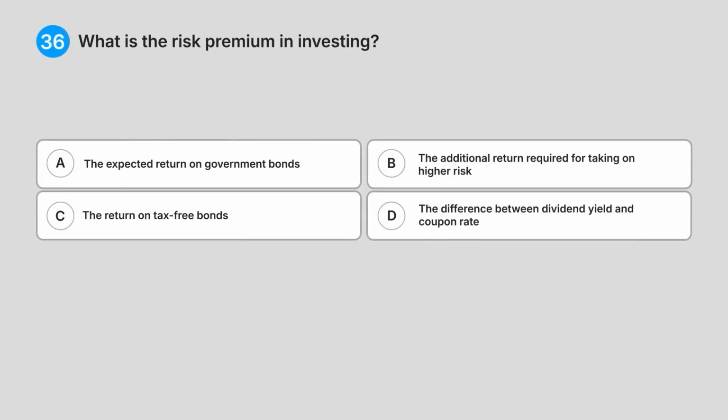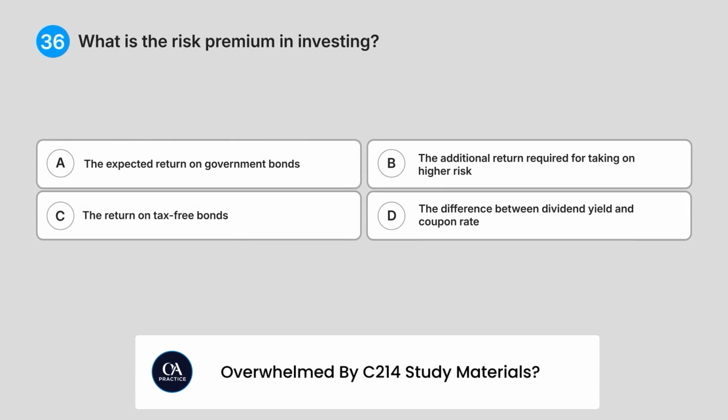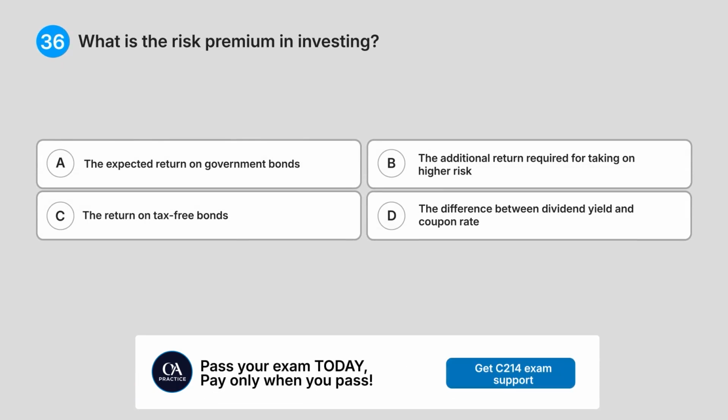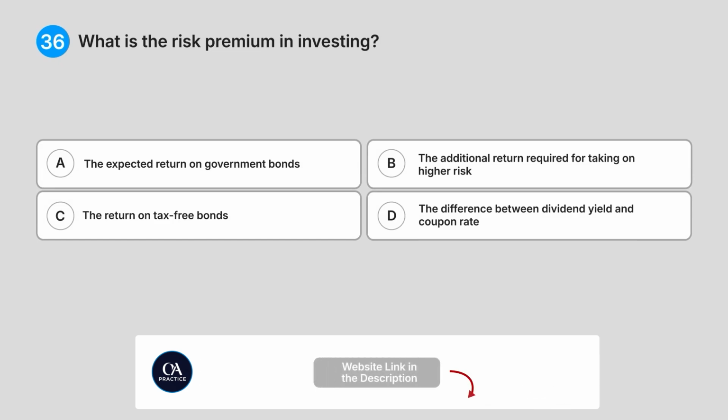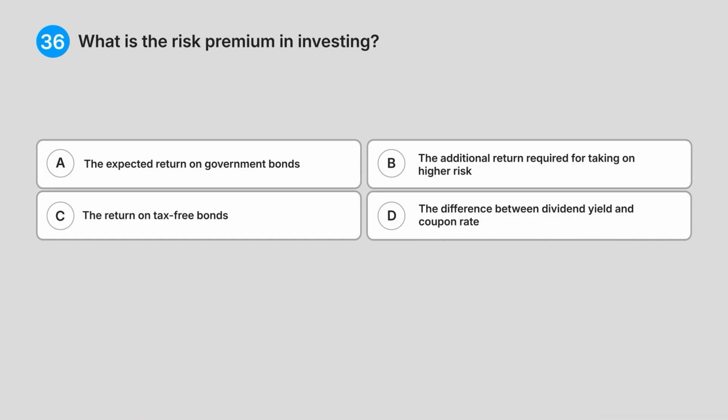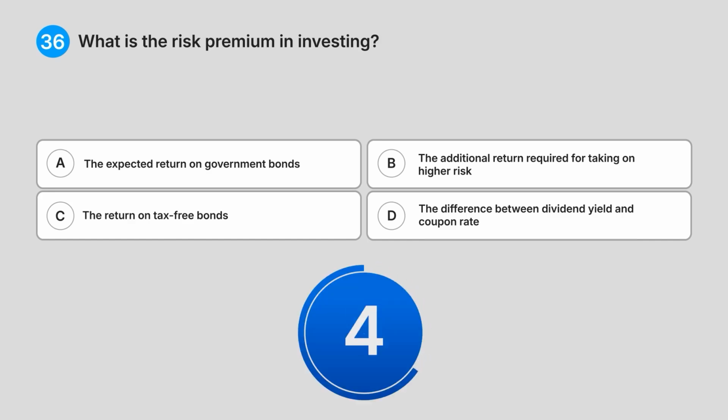36. What is the risk premium in investing? A. The expected return on government bonds. B. The additional return required for taking on higher risk. C. The return on tax-free bonds. D. The difference between dividend yield and coupon rate. Can you guess the answer?